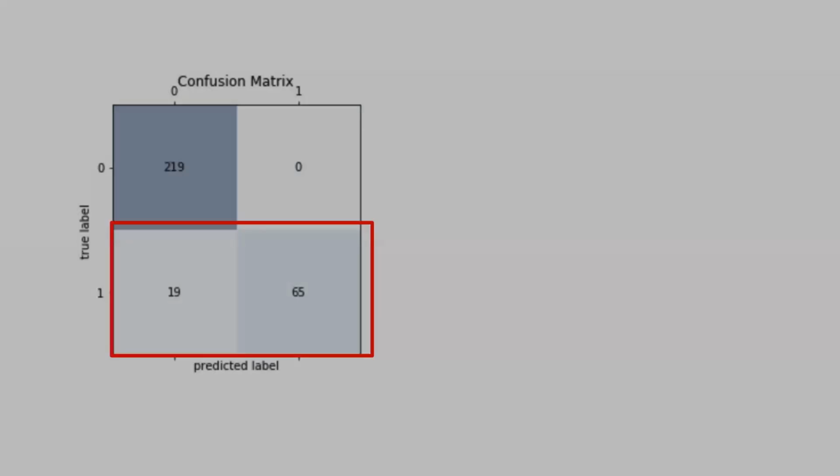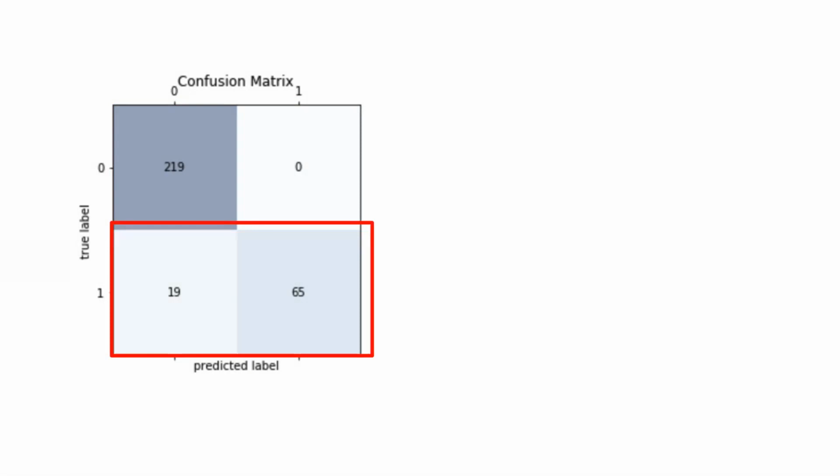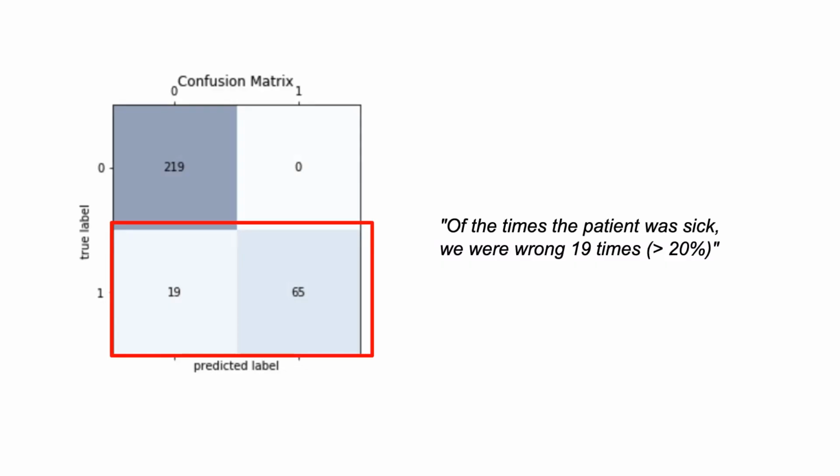Okay, confusion matrix, second row. Can anyone give me the answer to this one? Instructors included. People who were sick, we predicted 19, we got it wrong 19 times? Yes. Of the people that were sick, bravo. We got them almost 20% of the times wrong because we got it wrong 19%. Which, if we think about it from a medical application, it's kind of problematic, right?